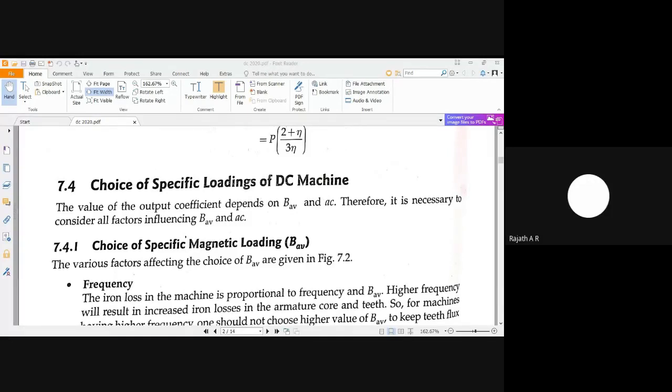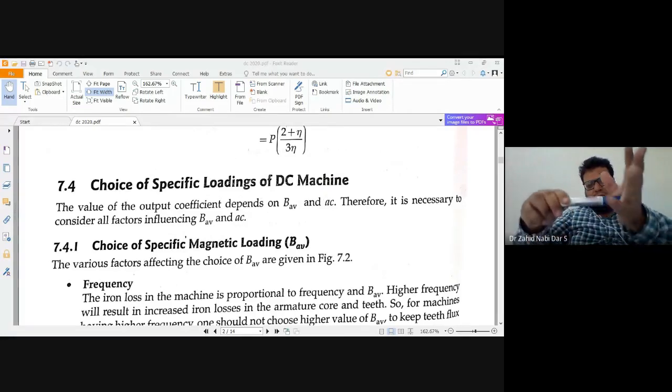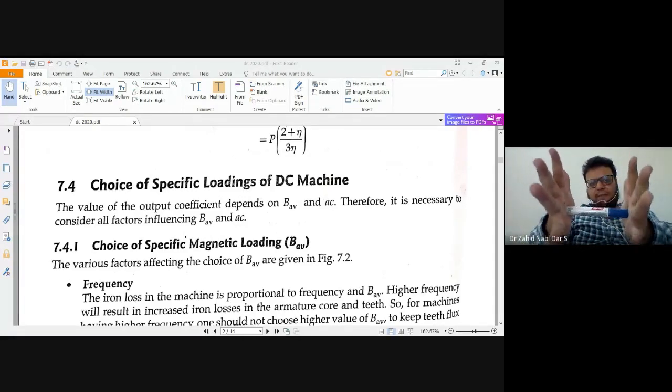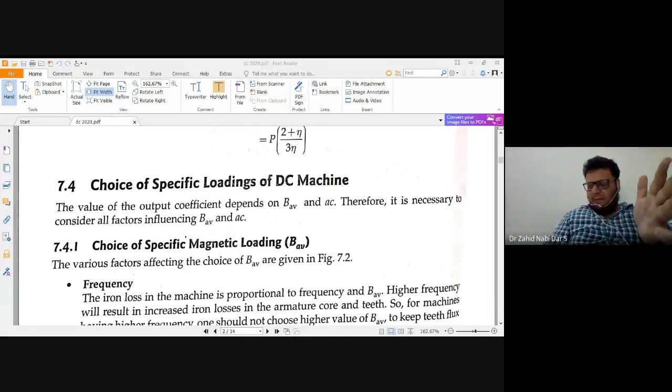Now, marker, pencil. Suppose this is my hand. If I am giving equal force to it, nothing will happen. Can you see this mouse? It's like an egg. I'm giving the same force to it. Whether it will break? It will not break.